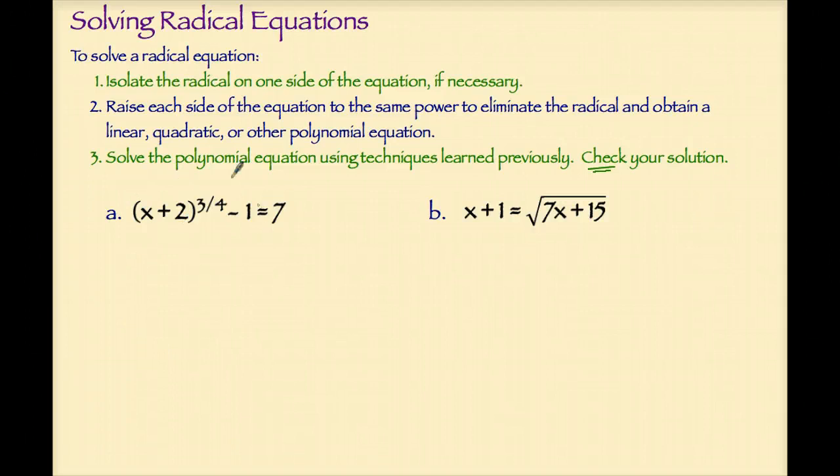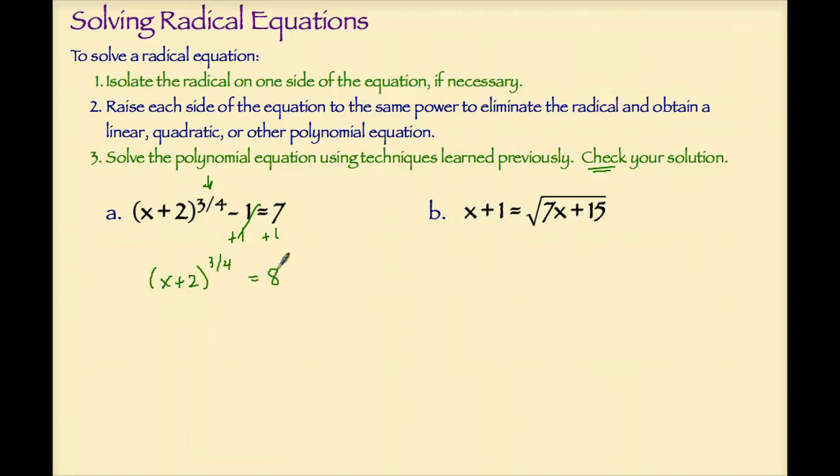Now, starting with this example, this is not technically a radical equation because there's no radical involved. But as we know, an expression raised to a fractional exponent means it is a radical. So we're going to follow these steps.